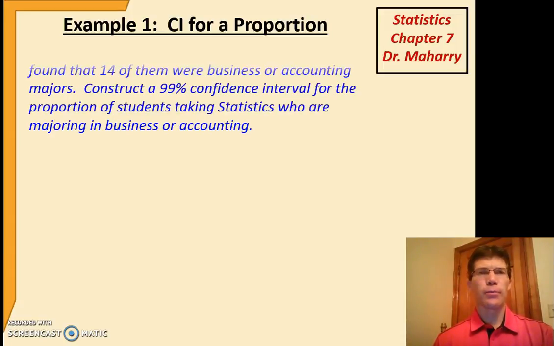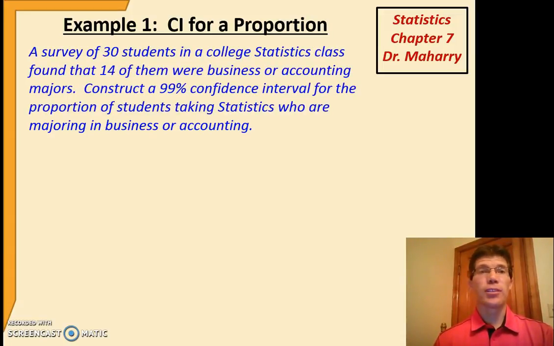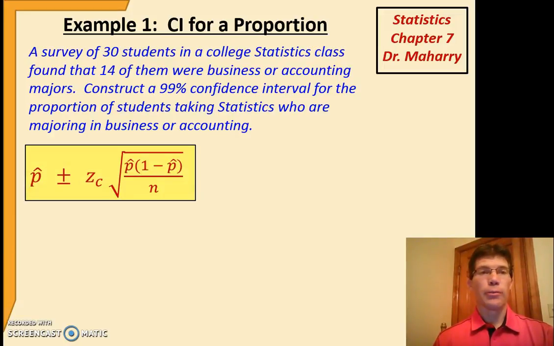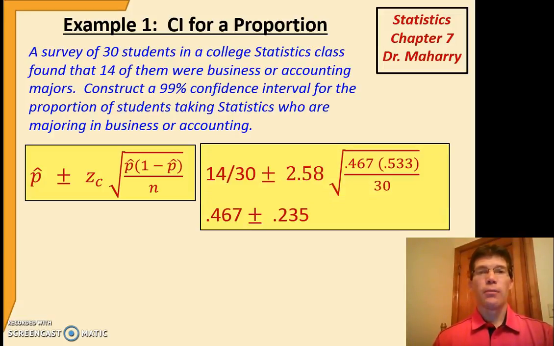So if we look at an example, suppose we take a survey of 30 students in a statistics class and 14 of them were business or accounting majors. If we wanted to construct a 99% confidence interval then for the percentage or proportion of students who are business or accounting majors, we'd use our formula, p hat plus or minus z times the square root of p hat times 1 minus p hat over n. Plug in our values. Our p hat, our sample, 14 out of the 30 people we sampled were business or accounting majors. 2.58 is the value for 99% confidence from the standard normal table. And then we have p hat times 1 minus p hat over n.